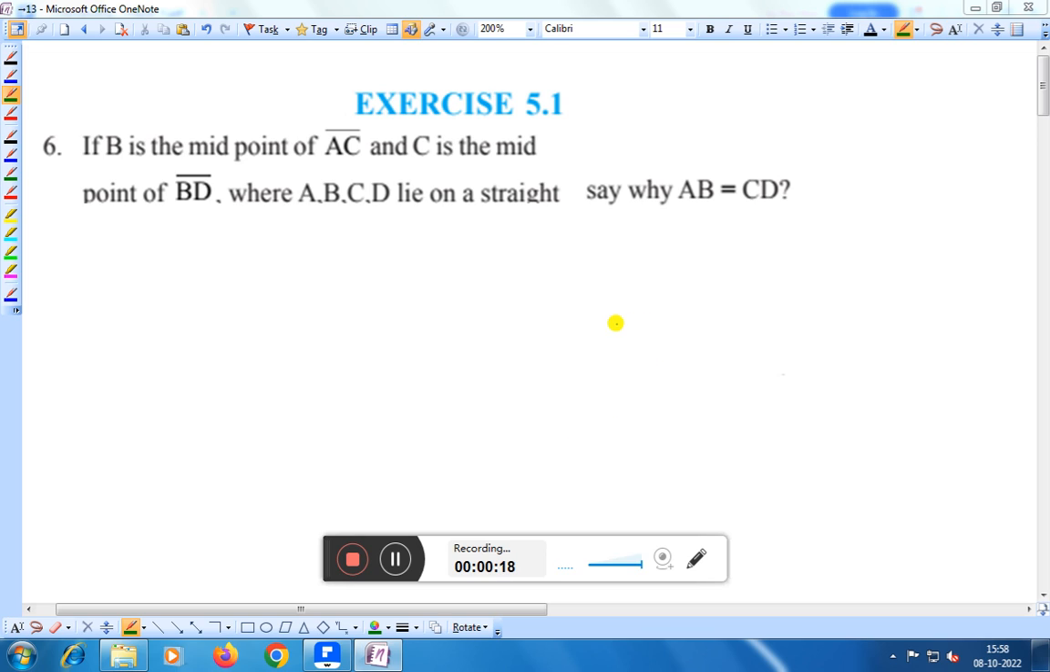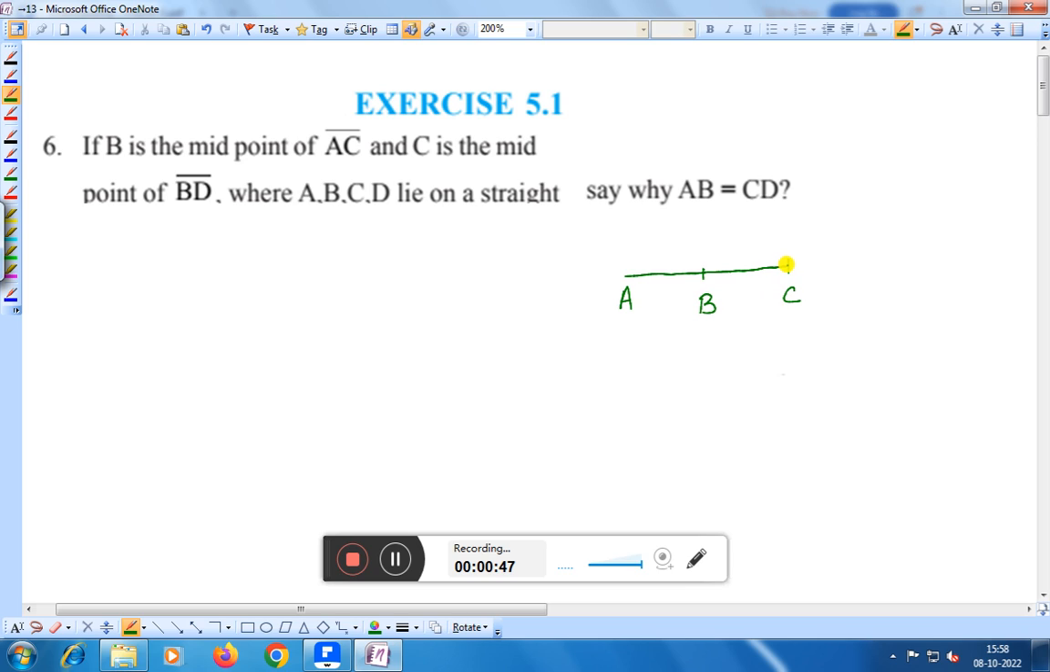Let us take one straight line. B is the midpoint of AC. We have taken one straight line like this, and this is AC, and the middle point is B. B is the midpoint of AC, and C is the midpoint of BD.